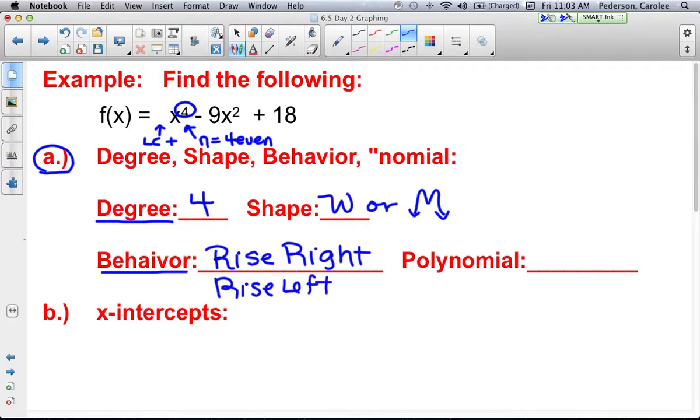and rises on the left. So if I look at the W or the M, which one does that? This one is an M and we fall on both sides. So the shape is going to look like a W.